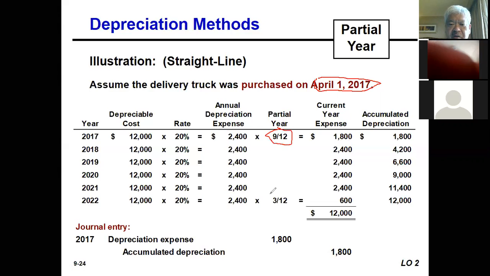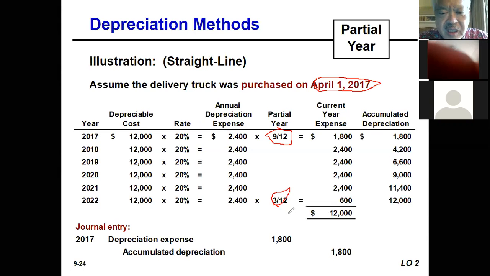In the final year, remember the second year, the third year, the fourth year, the fifth year, all of it is a full year. But then in the sixth year, we still have 3 months of usage left on the truck. So we take the 3 months back then, and that brings us to our full 12,000.